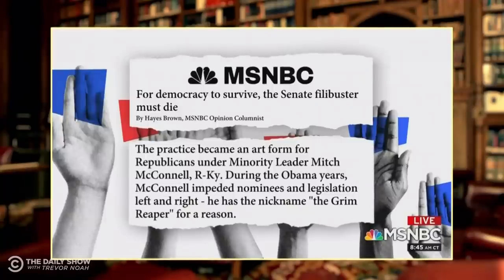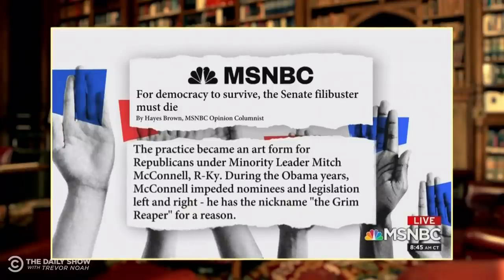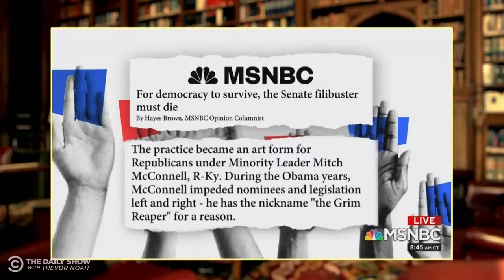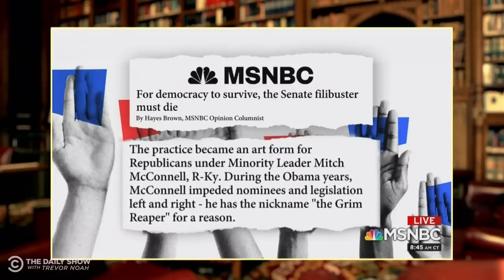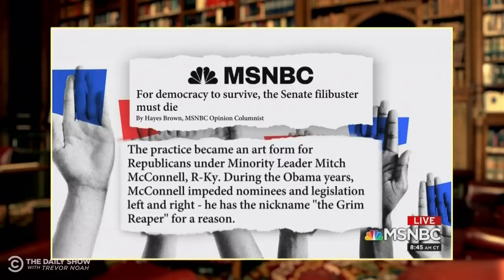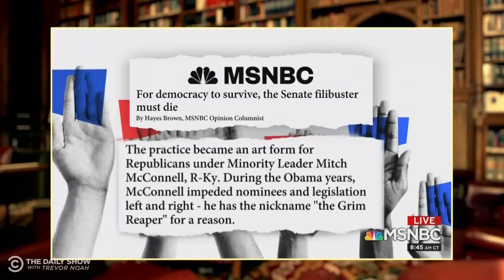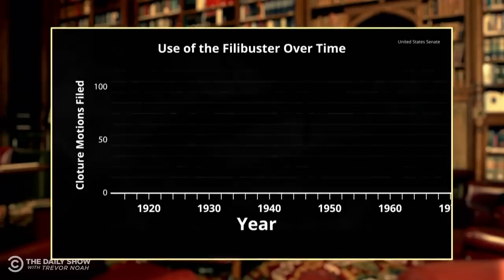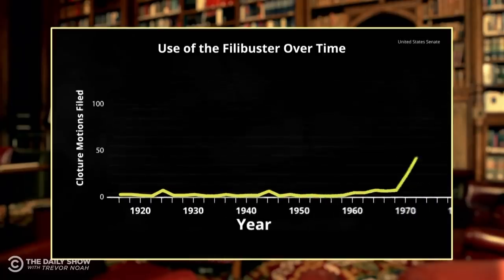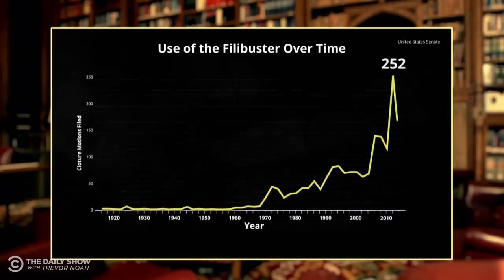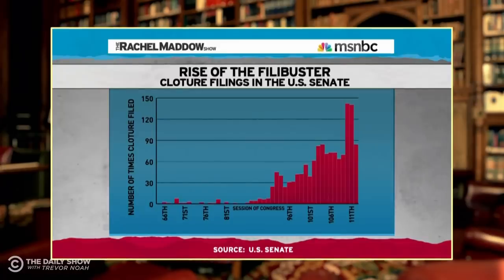The practice became an art form for Republicans under Minority Leader Mitch McConnell. During the Obama years, McConnell impeded nominees and legislation left and right. He has the nickname the Grim Reaper for a reason. Today, it's being used in a different way. It's being used to effectively kill a measure, a bill, a proposal that the minority really doesn't like. In fact, there have been more filibusters during Obama's time in office than in the 50s, 60s, and 70s combined.